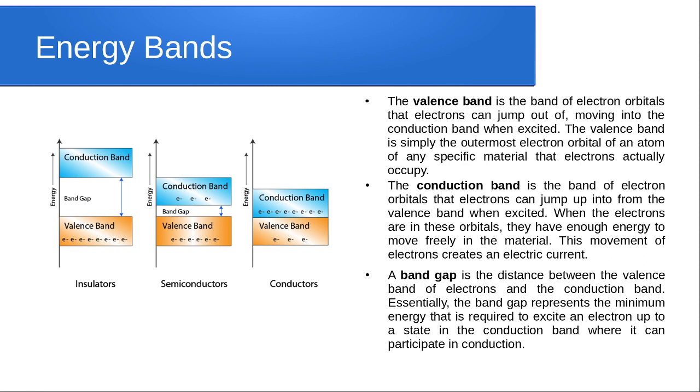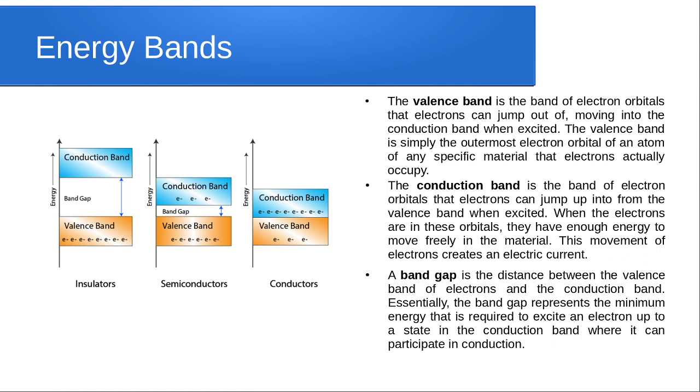But in the case of insulators, since the band gap is big, electrons from the valence band should gain more energy to escape from the valence band and reach the conduction band. That makes its conductivity minimum or zero. That is why it is acting as an insulator or non-conductor.